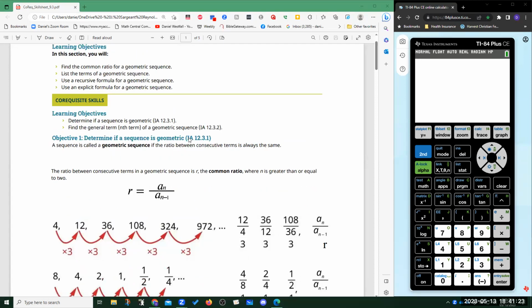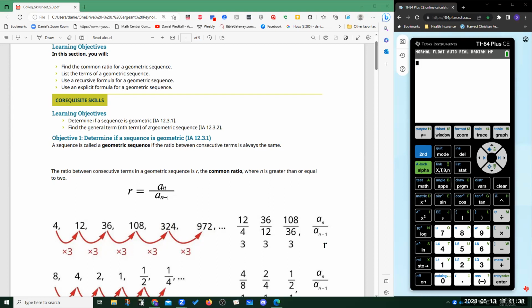Though specifically on this worksheet, we're going to talk about how to determine if a sequence is geometric and how to find the general term of the geometric sequence, the nth term.